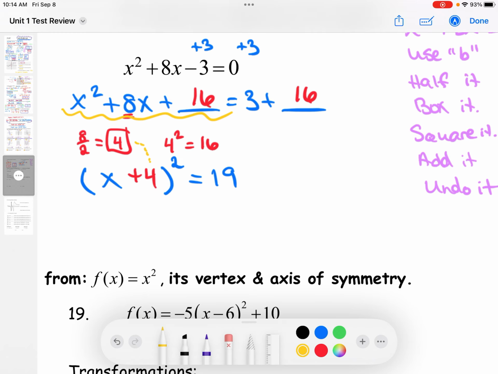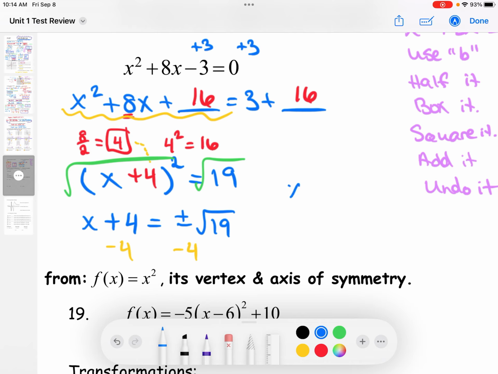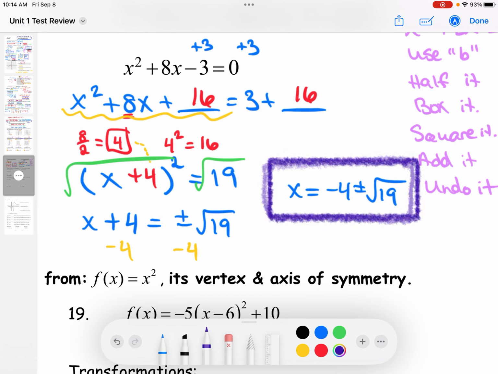Now, we want to solve this problem. Everything on the left side is in a square, so we square root both sides. So the square and square root undo each other, give us x plus 4 equal to plus or minus the square root of 19. Plus or minus because we had to take the square root in order to solve. Then we need to subtract the 4. So x equals negative 4 plus or minus the square root of 19. And you can leave it like this. You don't have to write both out when the square root won't simplify.